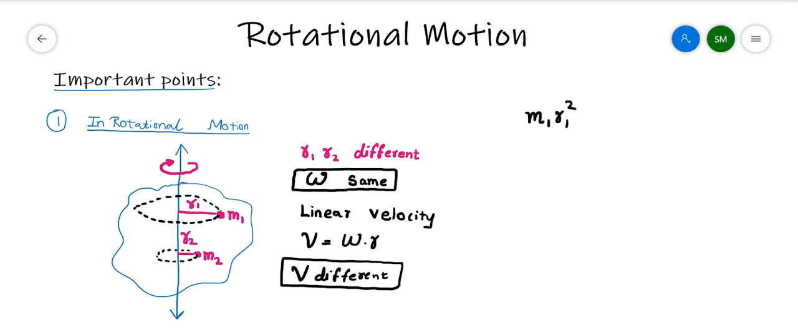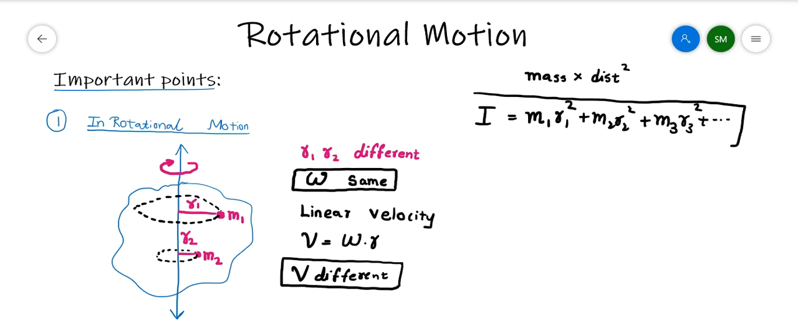Also, you know that if I take the mass of one particle, m1 into r1 square, that means mass multiplied by distance square, plus m2 r2 square plus m3 r3 square and so on, this is the basic formula for moment of inertia.